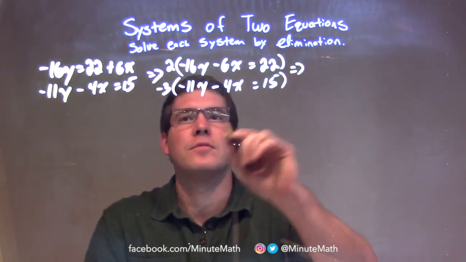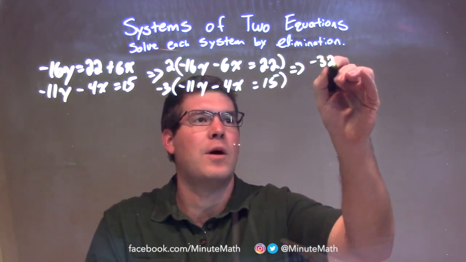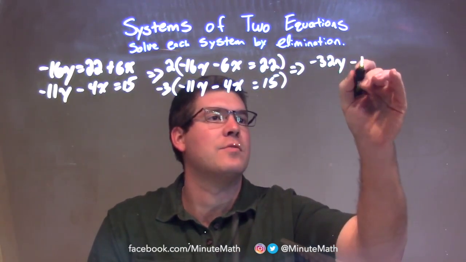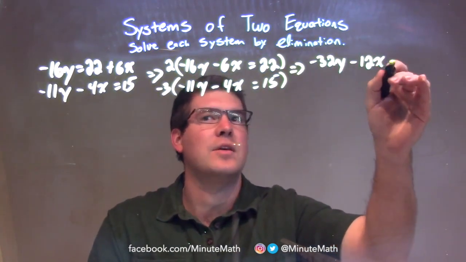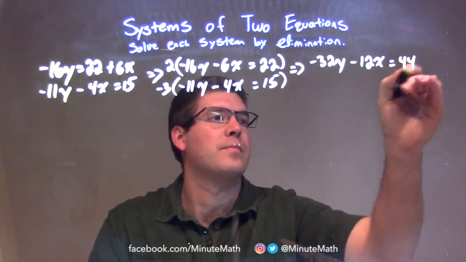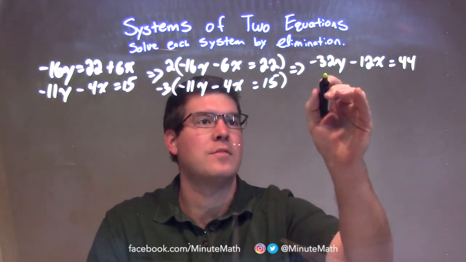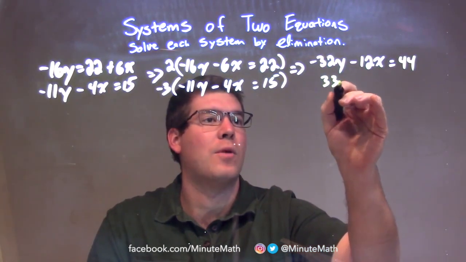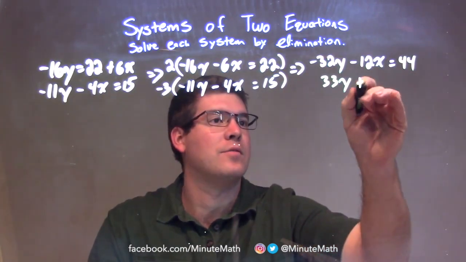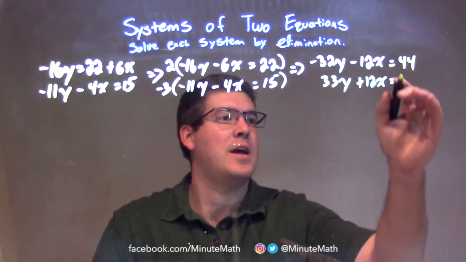So when we do that, we'll distribute that across. 2 times negative 16 is a negative 32y, and 2 times a negative 6x is a negative 12x, and that's equal to a positive 44, 2 times 22. Same thing for negative 3, multiply that across. Negative 3 times 11y is a positive 33y. And negative 3 times a negative 4 is a positive 12x. And 15 times a negative 3 is a negative 45.